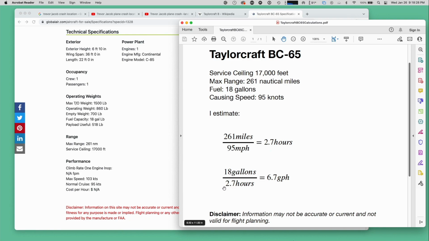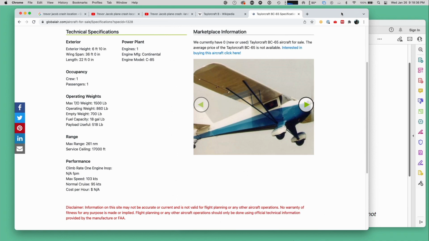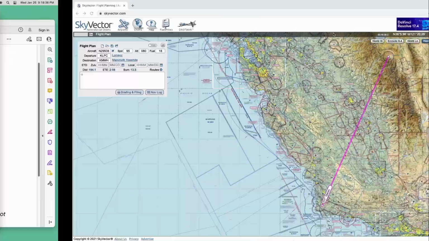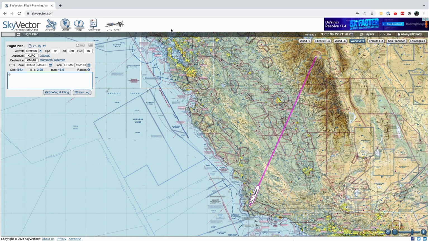18 gallons divided by 2.7 hours gives you 6.7 gallons per hour, and we'll use that data to run the performance calculations and plan the flight. So this is SkyVector. It allows you to look at VFR sectional charts as well as IFR charts, and the other thing you can do is plan your flights with this.